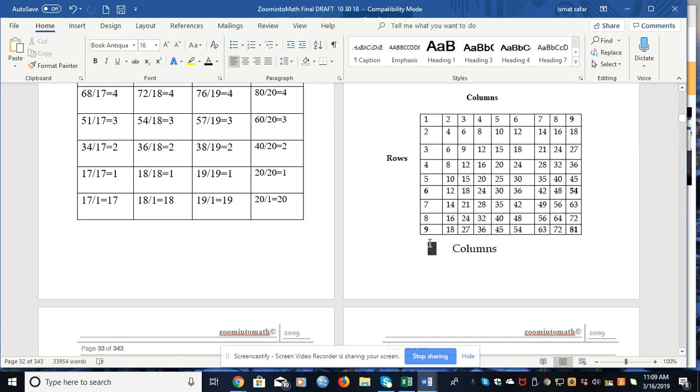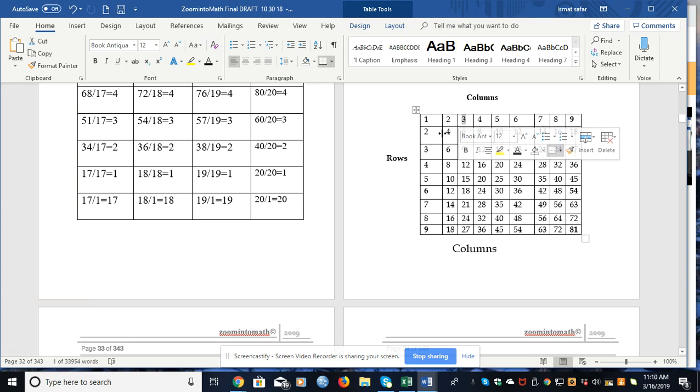So you take all these numbers in the first row and you multiply them by any number in the first column. And the answer goes here. This is the answer. So 1 times 2 is 2, right? 2 times 2 is 4. 3 times 2 is 6, and so on.